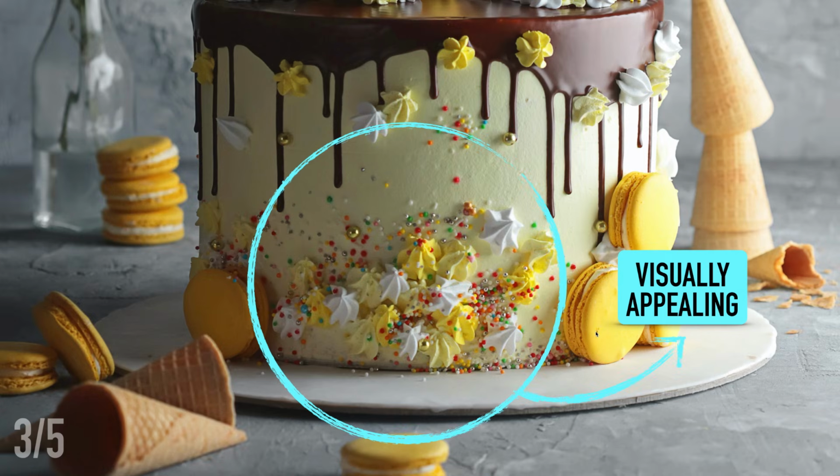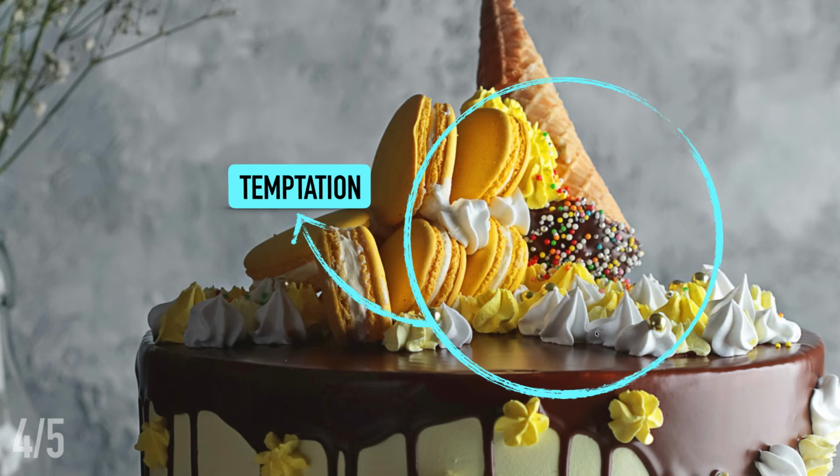So let's go to the next part. Here we go. Looking at the picture, now we're moving to the top section again. Ooh, this upside down waffle cone. Temptation. After me, temptation. Excellent. One more time. Temptation. Very good.